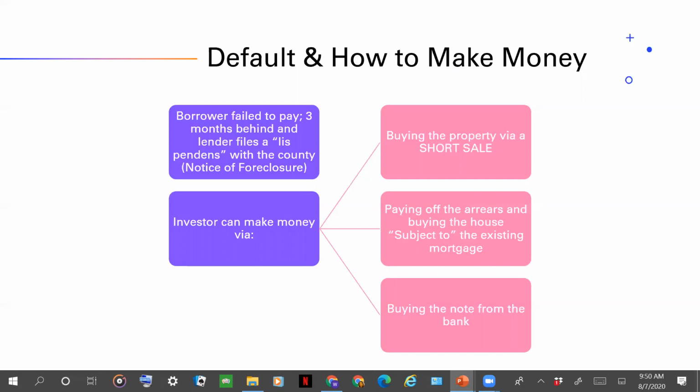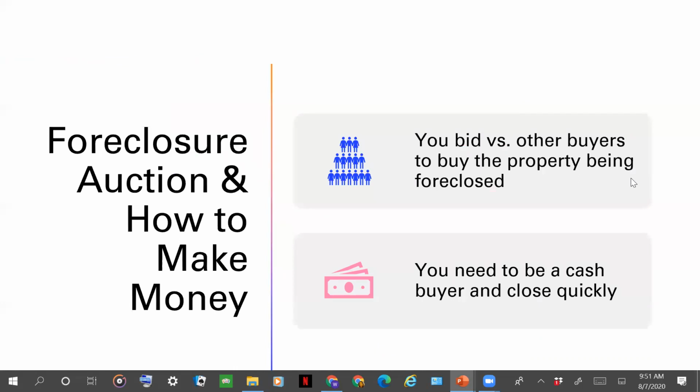And the third way is you actually buy the note directly from the bank. Now, this strategy is not for the smaller investor typically, because these banks, with tens of thousands of foreclosures, don't sell the note one off to an individual investor, but they can sell like 1,000 non-performing notes at a time to one investor. So, we'll not even discuss this. All right. So the second stage.